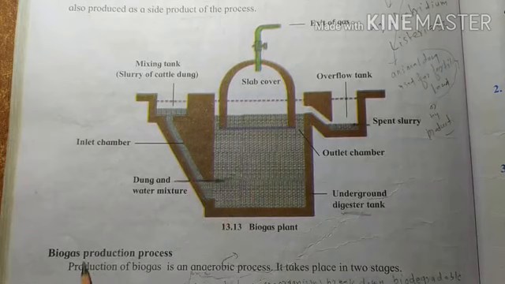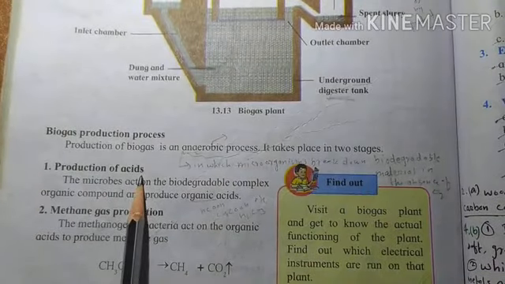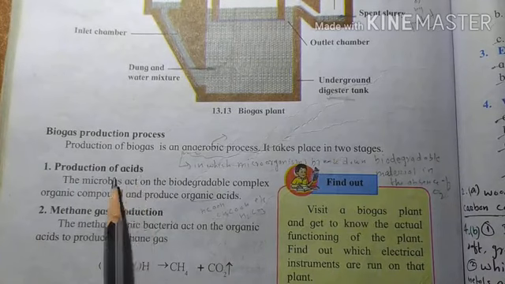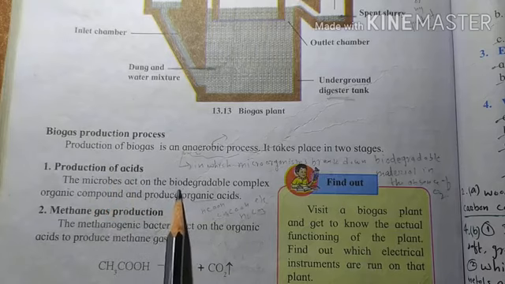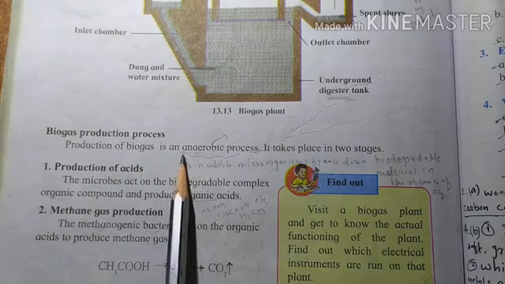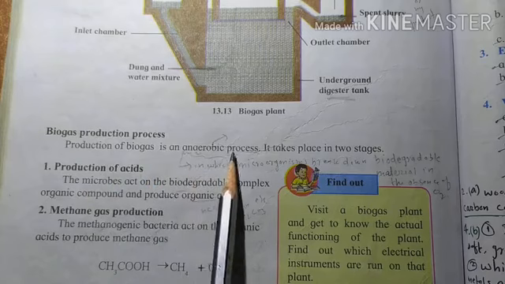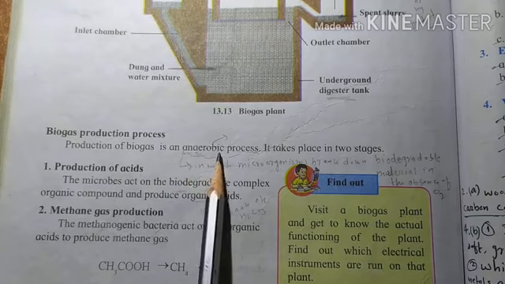Now the production process. Methane gas is produced in two stages. In the first stage, there is the production of acid, and in the second stage, from this organic acid, we get methane gas. So production of biogas is an anaerobic process. It means without oxygen, using microbes which can stay alive without oxygen.